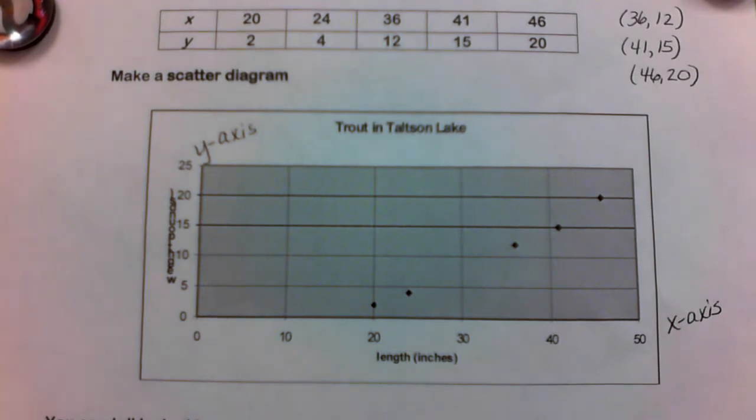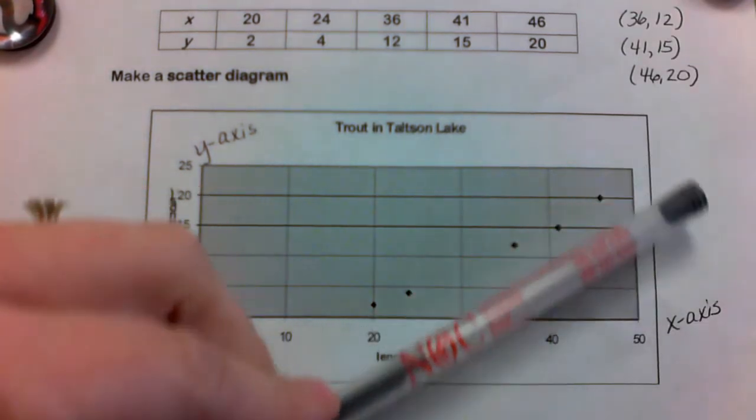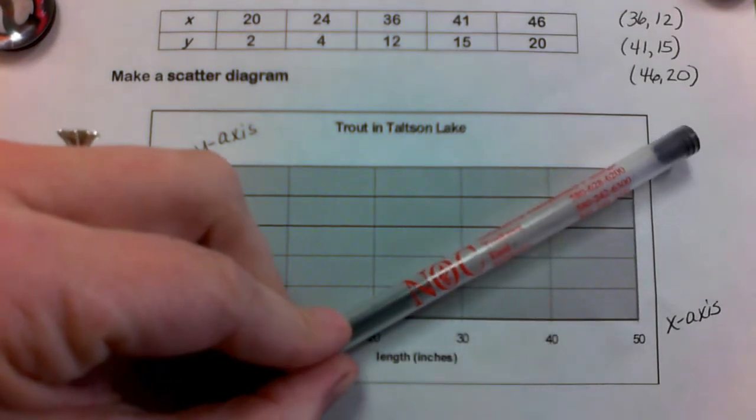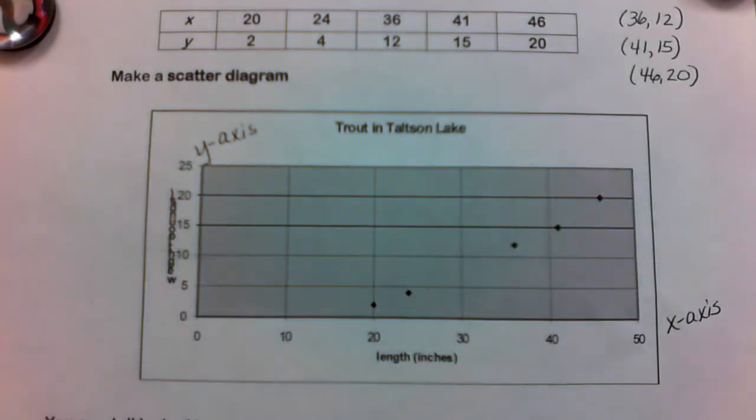Now, what we are looking for in a scatter diagram is to see if there is any linear correlation, and linear means it makes a line. So if you notice, if you were to connect these dots, although they wouldn't be on a perfect line, it does appear to have linear correlation in that it would create a line. So we would say that these ordered pairs have linear correlation.